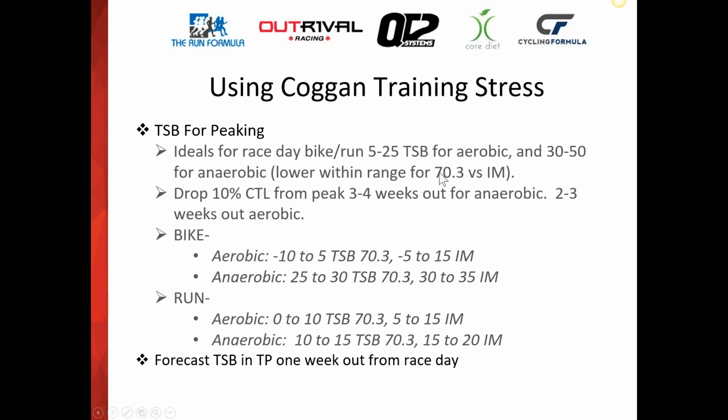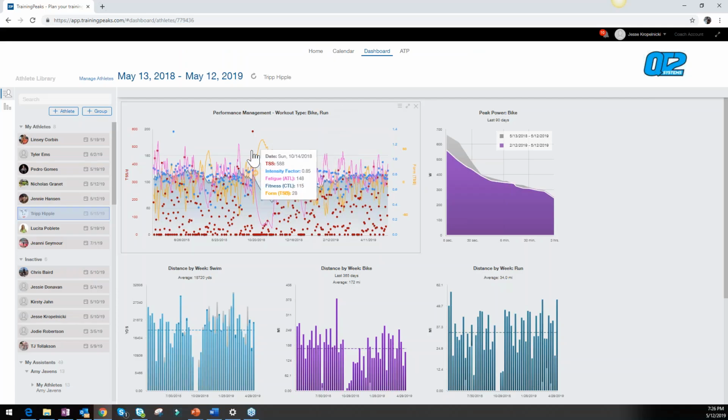And remember, lower in the range for 70.3 versus Ironman, meaning you want to be more rested for Ironman than you do want to be sharp for 70.3. The other key for race day, if it's a key race, is to drop about 10% of the CTL from the peak, 3 to 4 weeks out for anaerobic, 2 to 3 weeks out for aerobic. So again, going to Tripp's, let's see how he did. So he was doing Ironman Louisville. At his peak CTL, he was a 122. And on race day, he was 115. So that is pretty darn close.